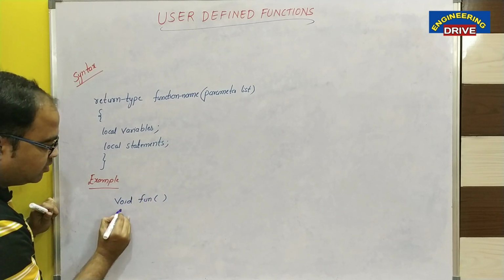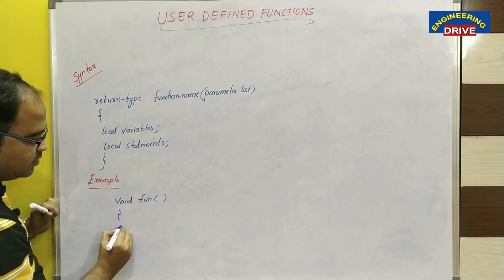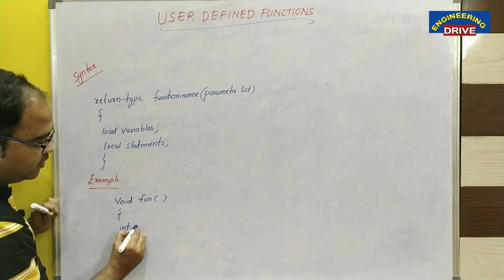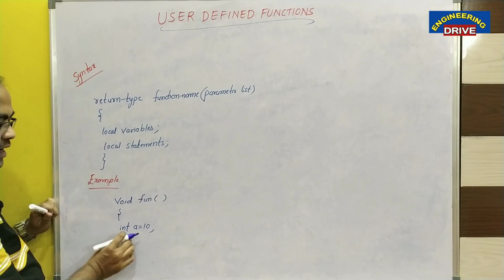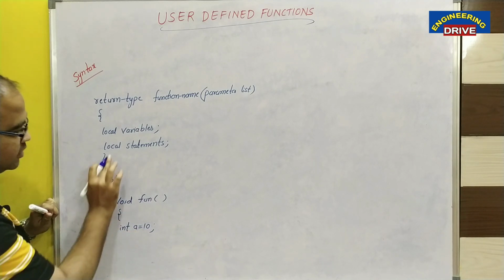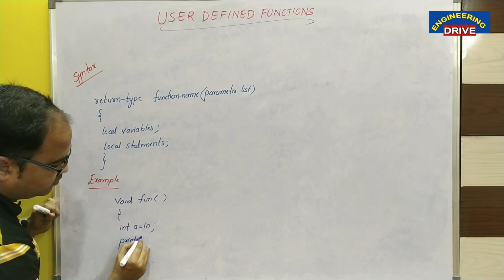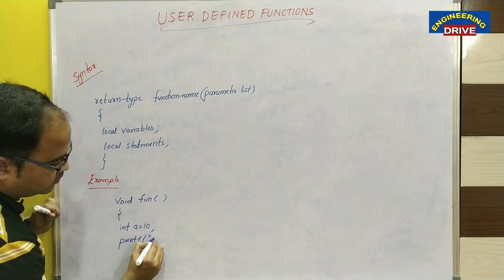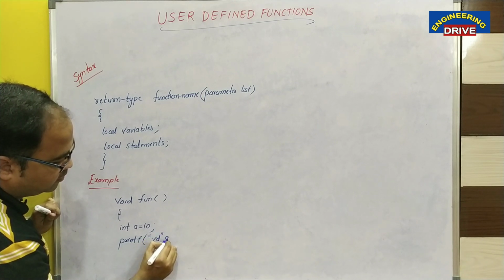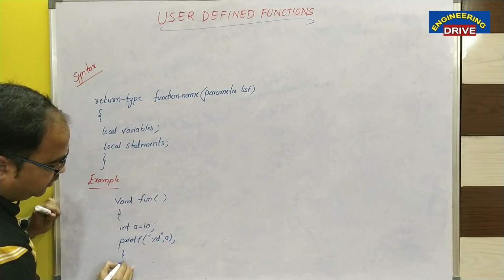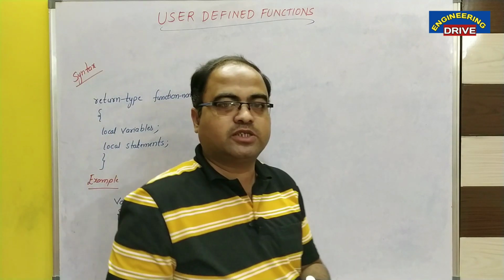Then the opening brace, and local variables, like int a = 10. I can also declare and initialize a variable in the function. Next, the local statement: I can make use of printf with %d in double quotations, comma a, and the user-defined function is closed. So this is an example of how we can create a user-defined function.